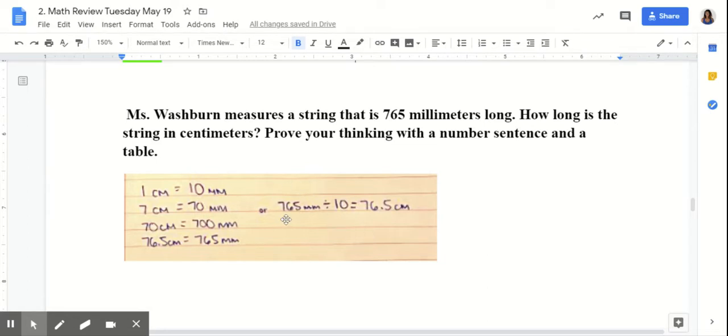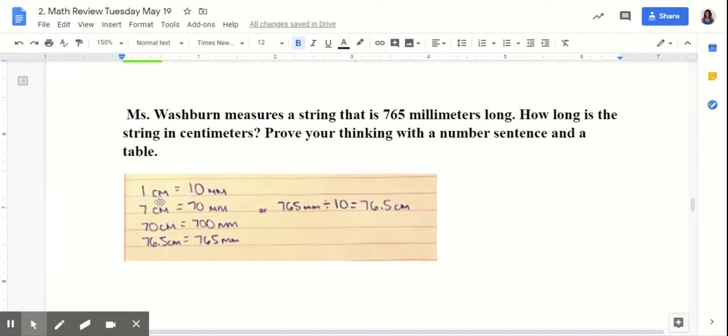So, the first thing I did was write my conversion rate. I know 1 centimeter equals 10 millimeters. All right, so in that case, I know that 1 centimeter is the bigger unit, 10 millimeters is the smaller unit. So I created my table by just plugging in the numbers so you guys can see how I'm getting to my final answer.